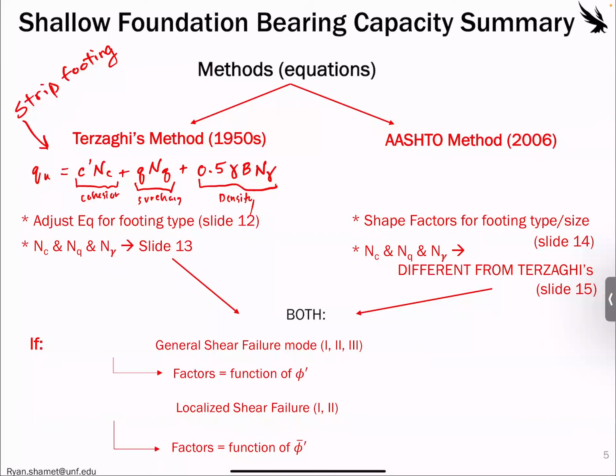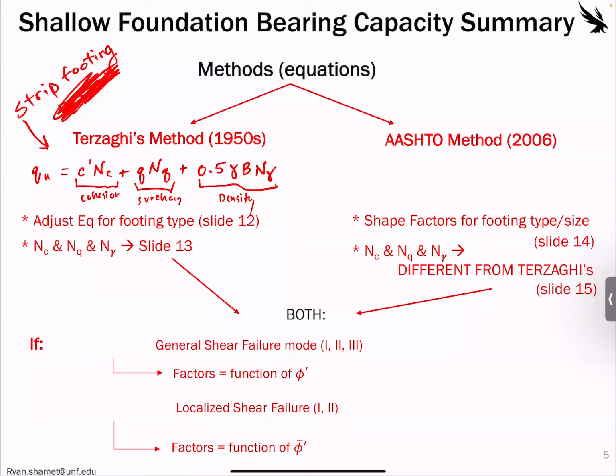Okay, I'm sorry. The strip footing here, this is where the base is greater than 5 times the length, or maybe it's less than. Sorry guys, getting distracted. Just reference the last class to see exactly, but if you're told it's a strip footing, that's what you'd use there, and you'd have to adjust it for different types of footings. So you adjust the equation for different footing types. That's from slide 12 of the last class.